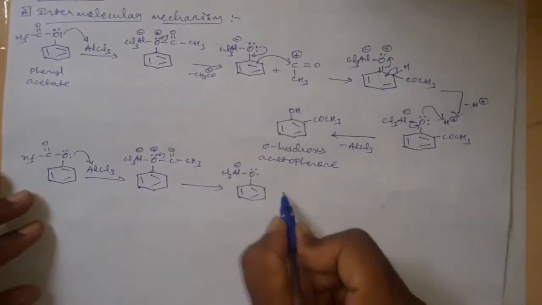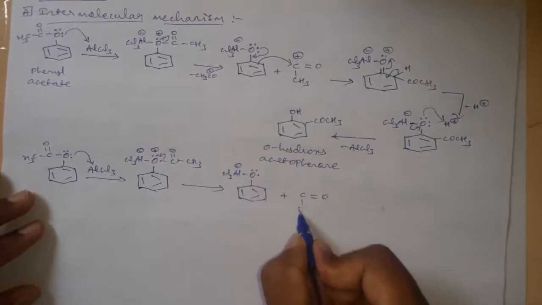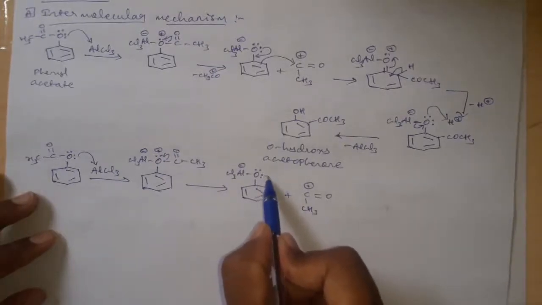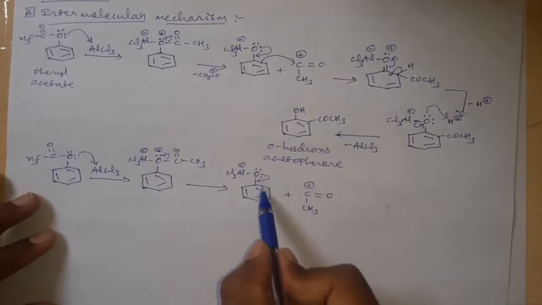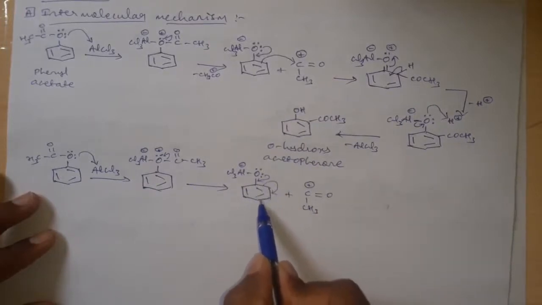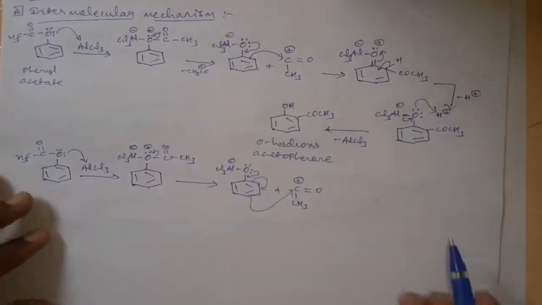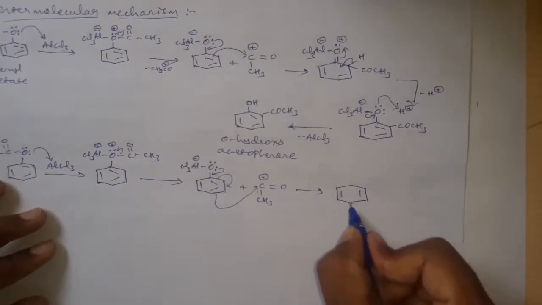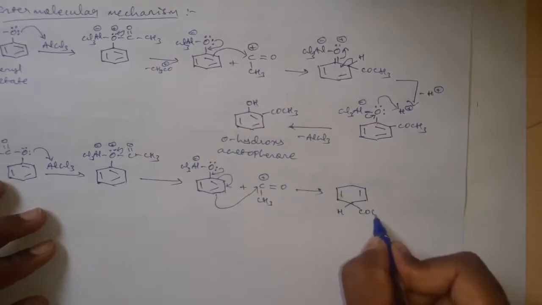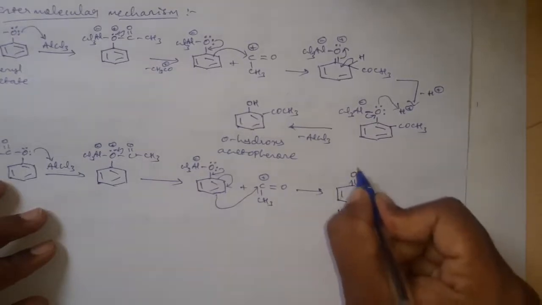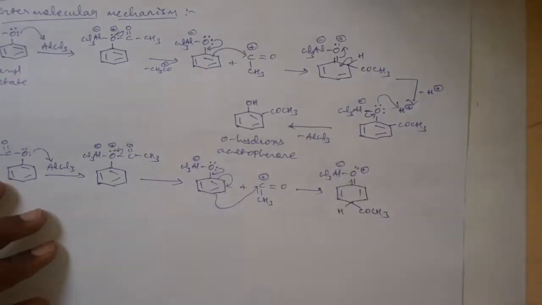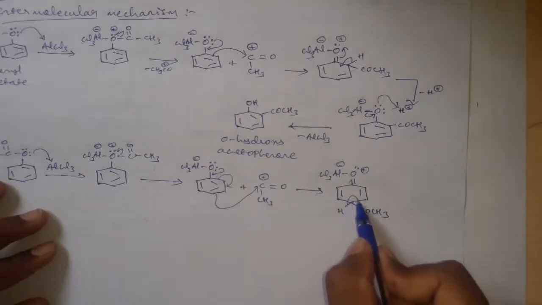AlCl3 with a negative charge, C double bond O CH3 plus. Now this oxygen will donate one of the lone pairs of electrons towards this bond, then this bond will migrate, and you know the delocalization, and this bond will attack the carbon, and here we will get a double bond, H, COCH3, double bond O plus, AlCl3 minus.